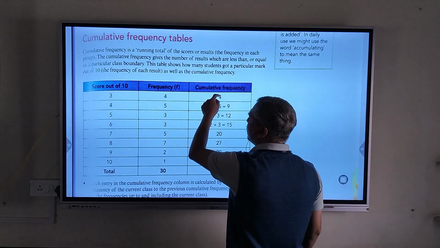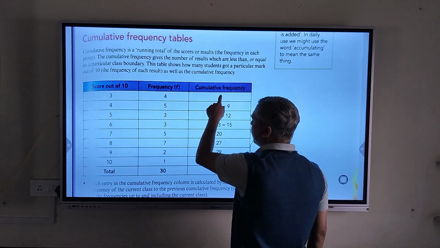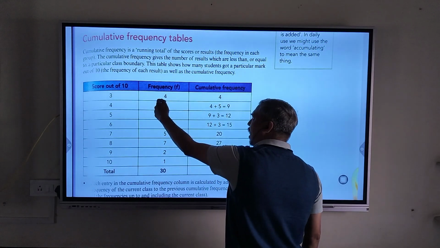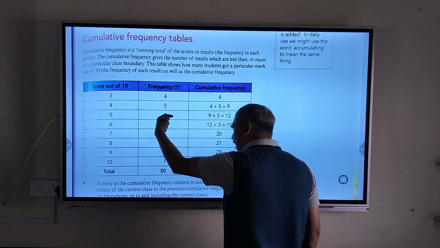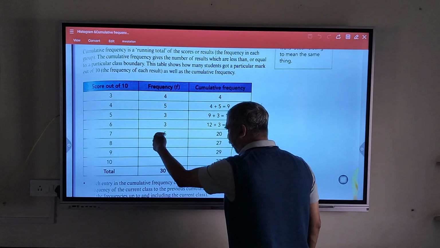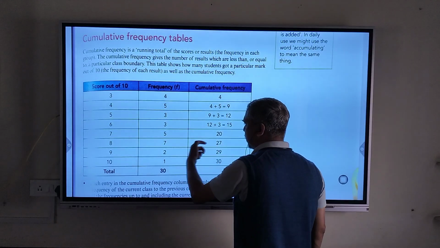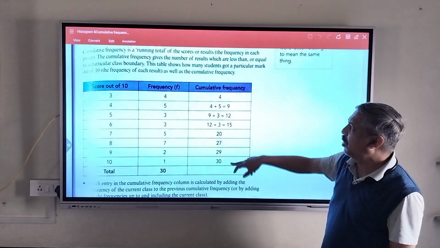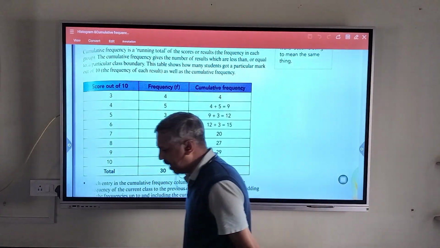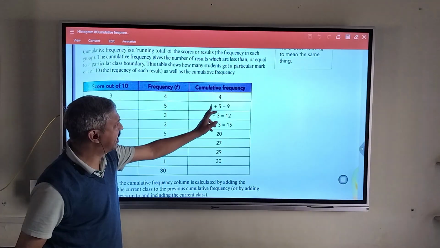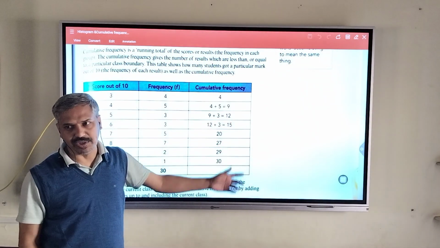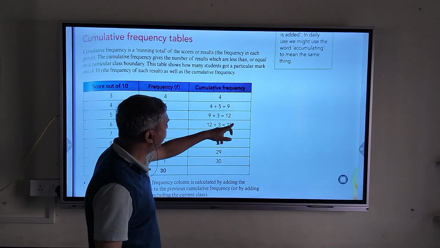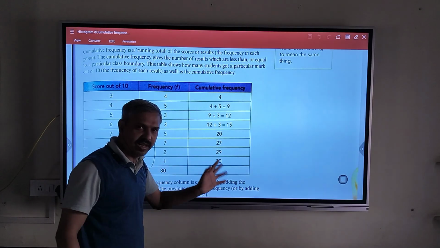Cumulative frequency: take the first frequency as it is, then add the next frequency to it. So 5 plus 4 or 4 plus 5 is 9. Then 9 add 3, 12. Add next 3, 15. Add 5, 20. Add 7, 27. Add 2, 29. Add 1, 30. So this is what cumulative frequency looks like, and this is how you calculate it. You don't have to write this plus this, this plus this. This is for your explanation. If you are calculating cumulative frequency, just calculate 4, 9, 12, 15, 20, 27, 29, 30. That's it.